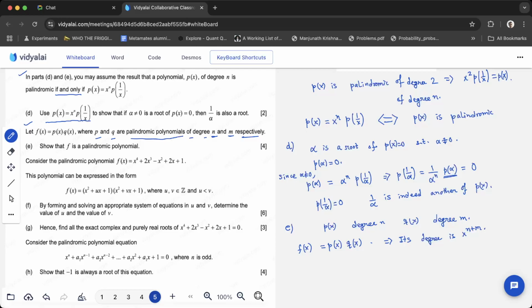So how do we show that this is a palindromic polynomial? We can use this proposition: if we can show that f of x is equal to x to the n plus m, that is the degree of the polynomial f of x, times f of 1 over x, then f of x is palindromic.